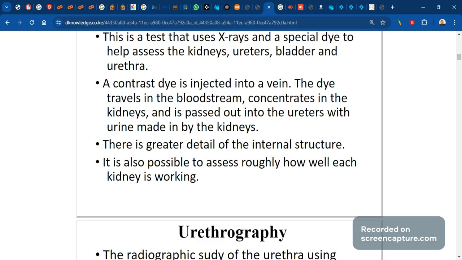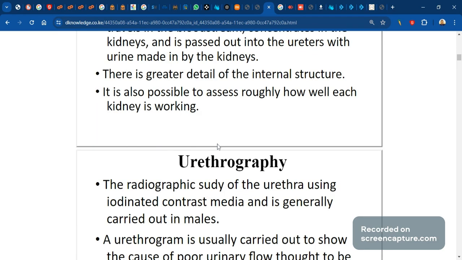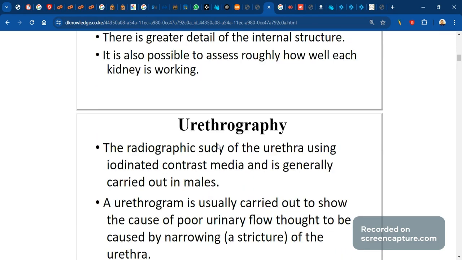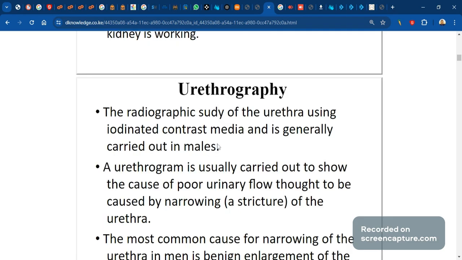So in the image, you will see where the ureter is because the dye is visible. It is also possible to assess roughly how well each kidney is working by that. So that is intravenous urography. And then you have urethrography, mostly done in males. This urethrography procedure is done to male patients.